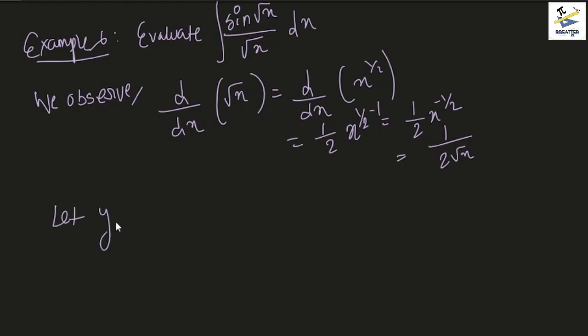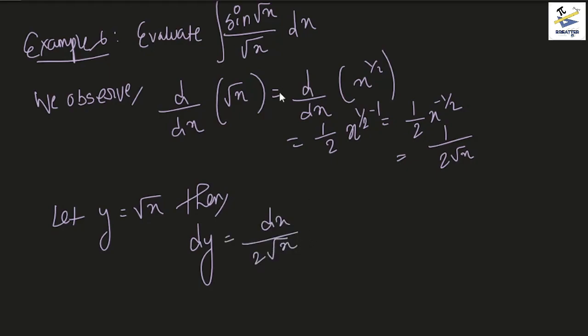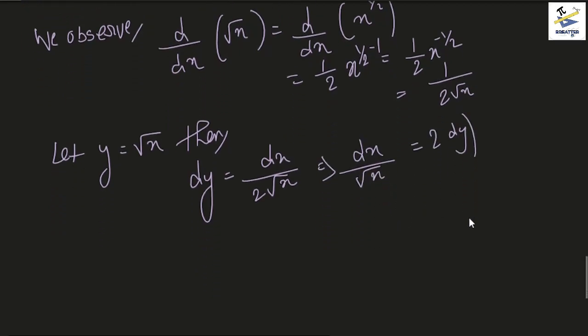Let y equal root x, then dy should be equal to dx by 2 root x, right? But we see dx by root x is also present, so what we get from this equation is dx by root x should be equal to 2 dy, and we can absolutely put this to get the integral as I equals the integral of sine of y, because root x is y, into 2 dy.